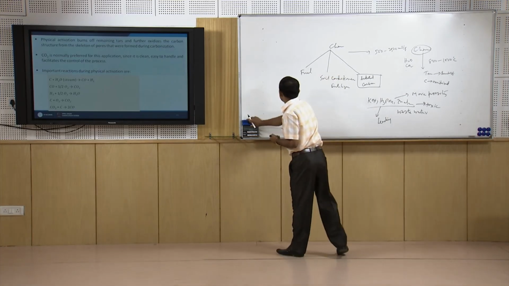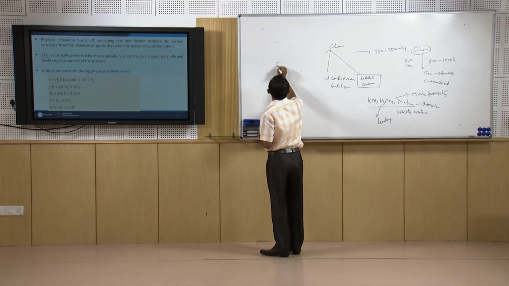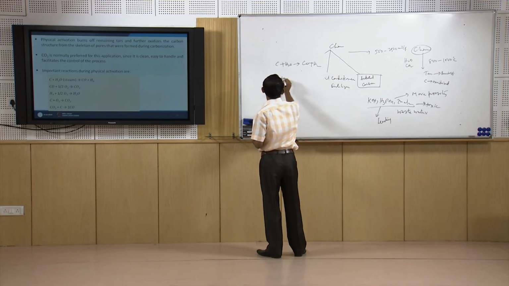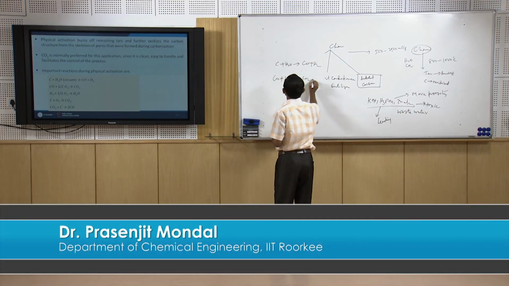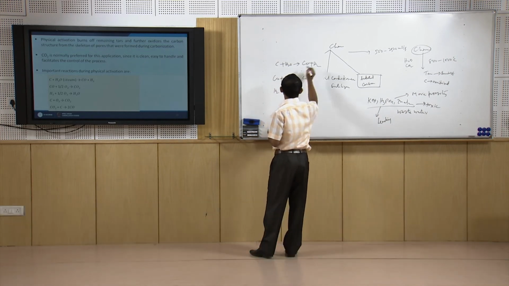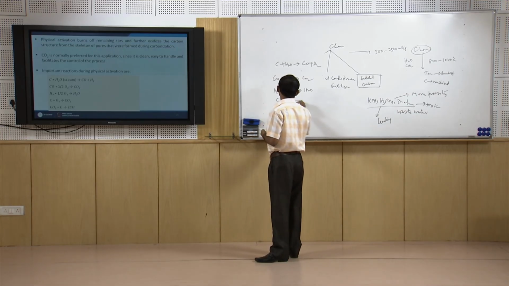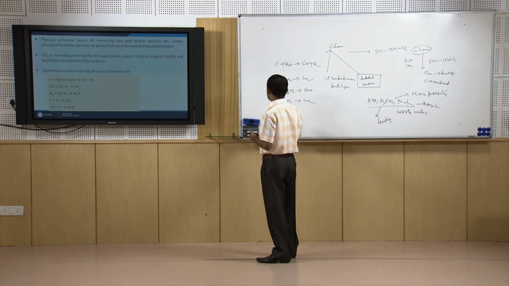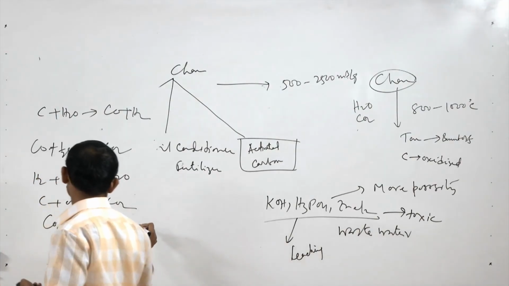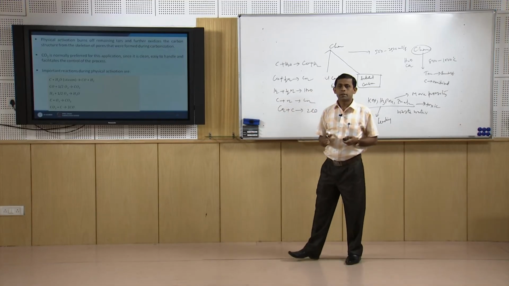The reactions which take place during physical activation are: C plus H2O gives CO plus H2, CO plus half O2 gives CO2, H2 plus half O2 gives H2O, C plus O2 gives CO2, and CO2 plus C gives 2CO. So, these are the reactions which take place in case of physical activation.